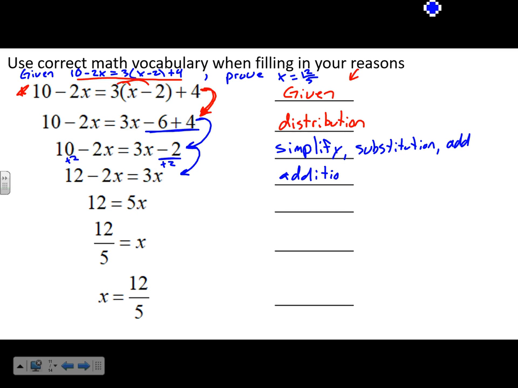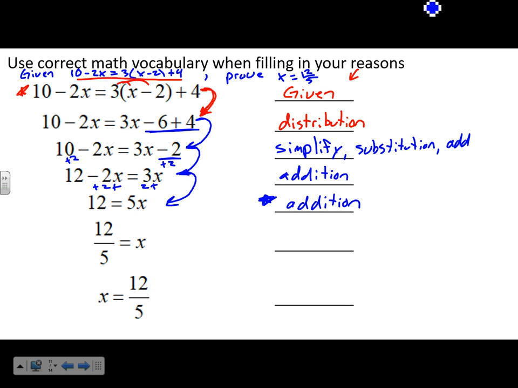Now, a lot of people get confused at what step they're writing these reasons for, and that's why I keep telling you, start at the step you were just at, and ask how you got to the next step. And that's what you're putting for the reason for that next step. So this step right here, how did we get there? Well, we added 2x to both sides. So that is addition. That's how we got to that step.